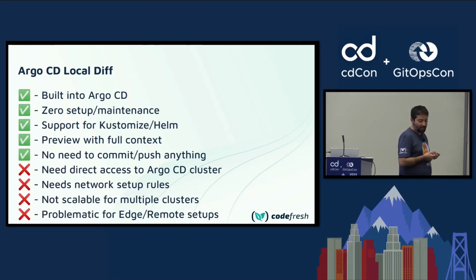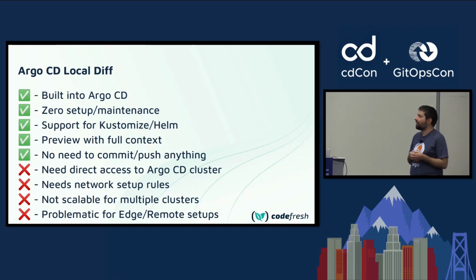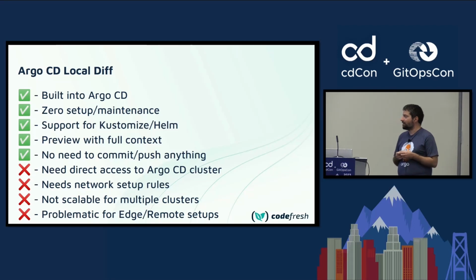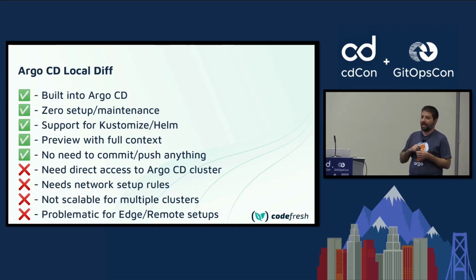So it works. It solves the original problem. You have the full context of everything. Again, it's built into Argo CD. There's nothing that you need to do there. But it has some issues in regards to security and how it needs access to the Argo CD cluster. In order for this comparison to work, the CLI needs access to the Kubernetes cluster and the Argo CD instance. So you need to allow your CI system to have access to your Argo CD cluster, and maybe you don't want to do this, or maybe you are not even allowed to do this.